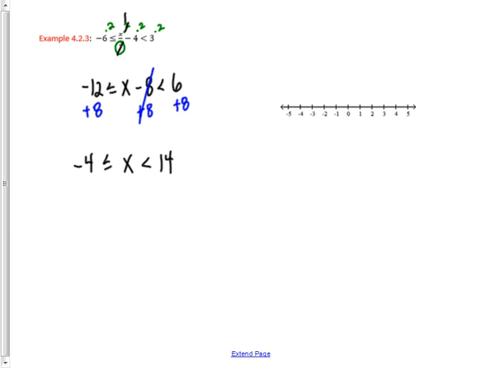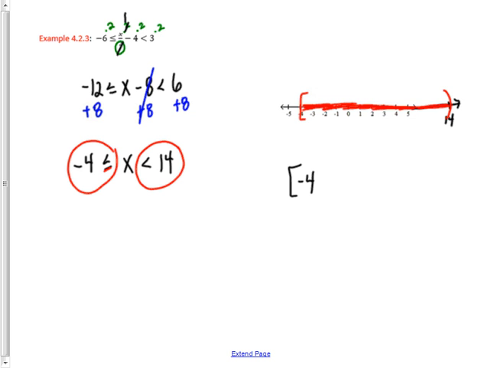Well, this number line's not going to cover it. Let's extend it out and say that's 14 right there. So I'm going to color in the middle of negative 4 and 14. Negative 4, because of that bar, is going to get a bracket. 14 is going to get a parenthesis. So my answer is I start shading at negative 4 and I stop at 14. Alright, go try your homework.